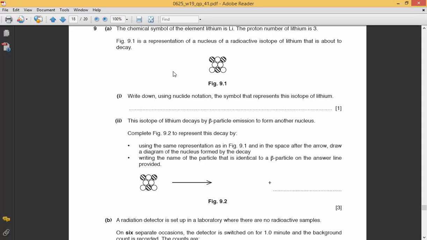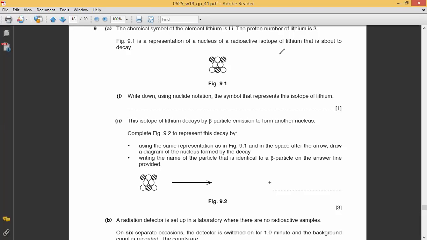Figure 9.1 is a representation of a nucleus of a radioactive isotope of lithium that is about to decay. Write down, using nuclide notation, the symbol that represents this isotope of lithium. Now, the first thing we need to do is this.